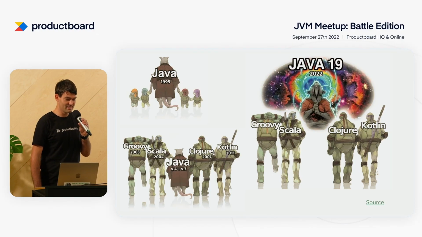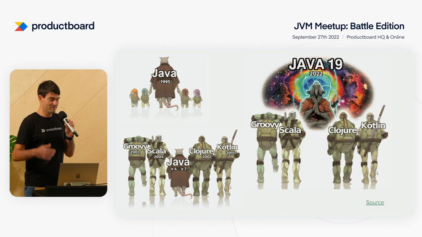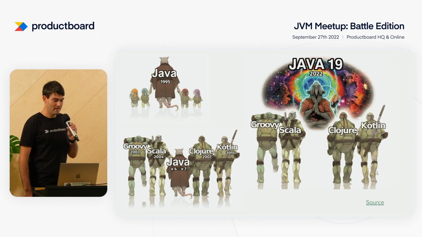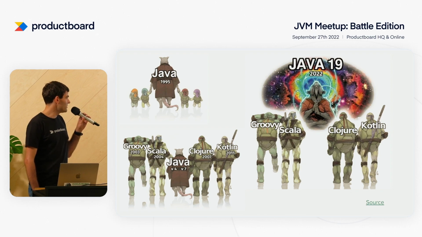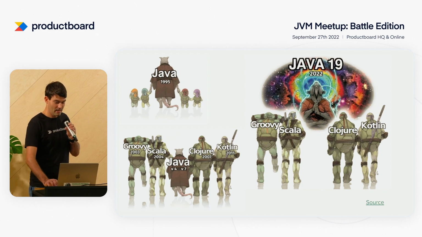When Java 19 was released, I found this picture on Twitter, and it was from Java Fun, and I would like to argue with him that Java 19 is still the sensei. From my point of view, Java's students, other languages which are running on the JVM, have already overcome Java, and Java is only trying to catch up with them. But it doesn't have to be so.